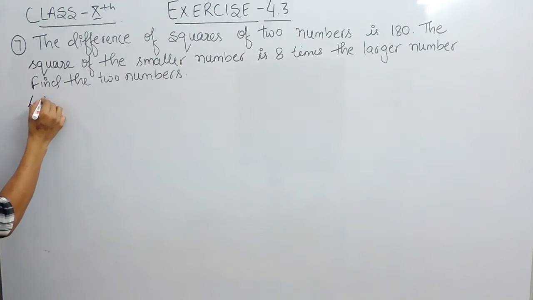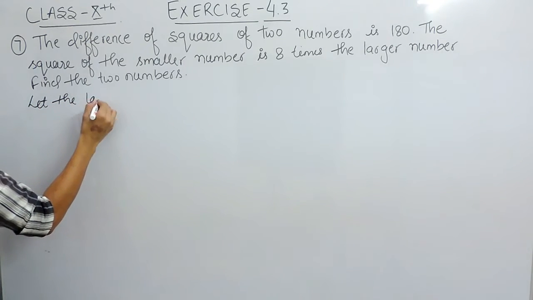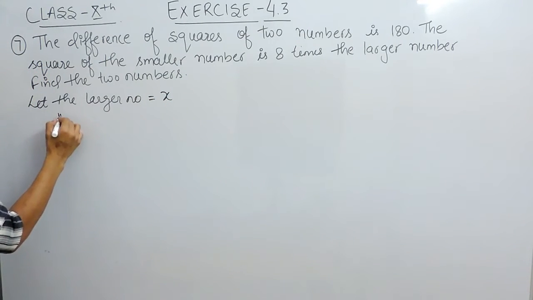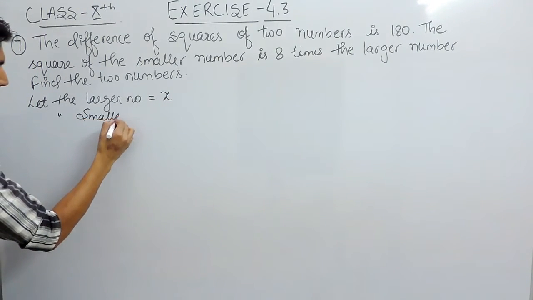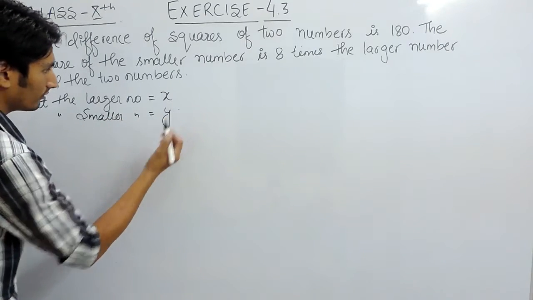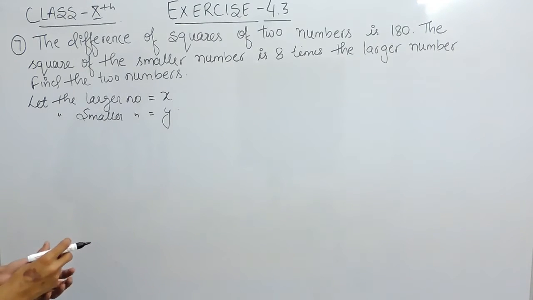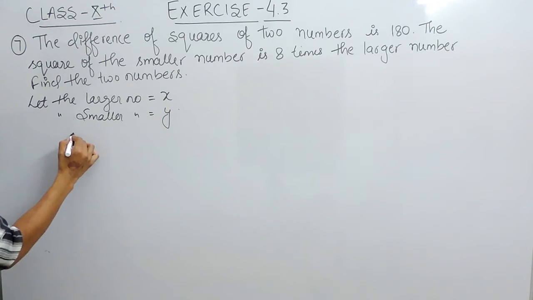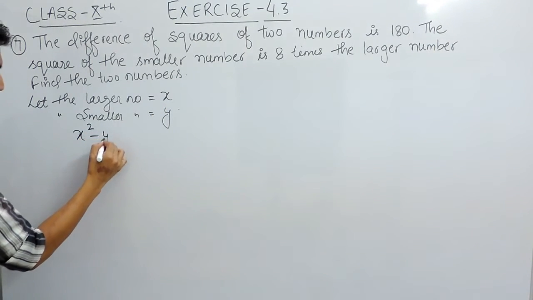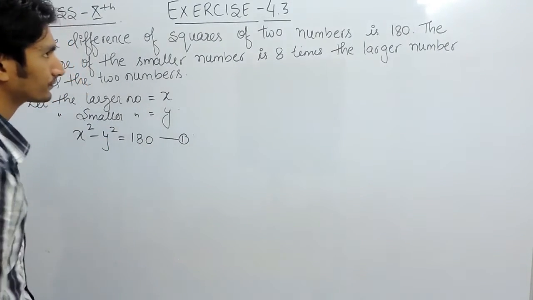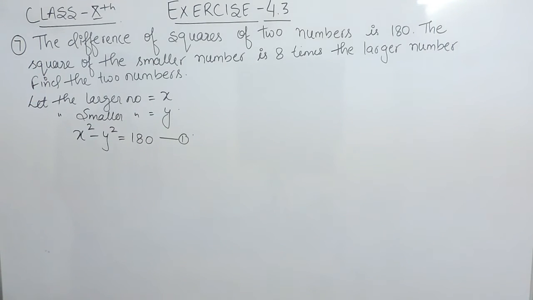So let the larger number be equal to x and the smaller number be equal to y. So these are our two numbers, and according to the question, the first part says the difference of squares of two numbers. Obviously this is our larger number, so its square minus the smaller one's square is equal to 180. So this is our first equation.